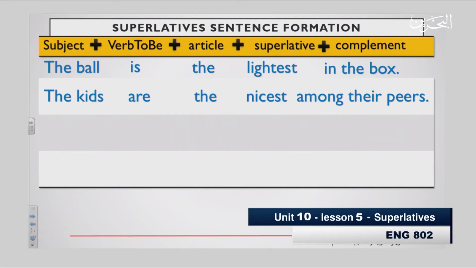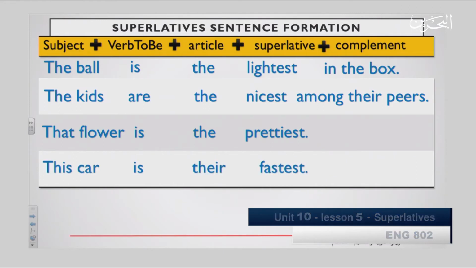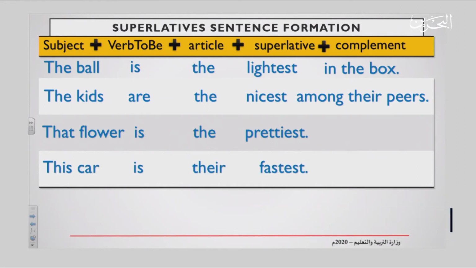This is another example. The kids are the nicest among their peers. That flower is the prettiest. As you see, you do not need another complement to the sentence. It is compared among all flowers. This car is their fastest. And you see, the article changed into their, which is a possessive pronoun. Their fastest.